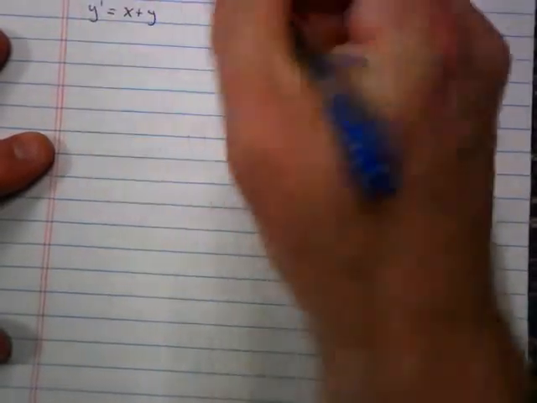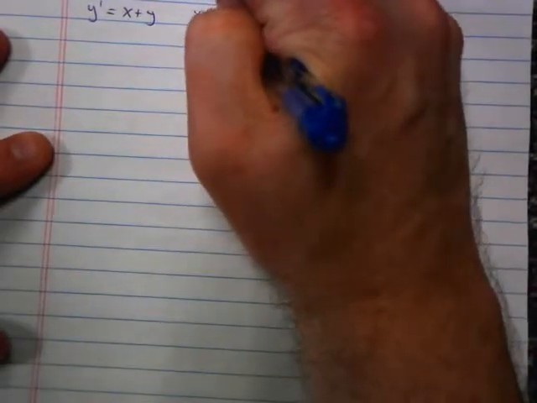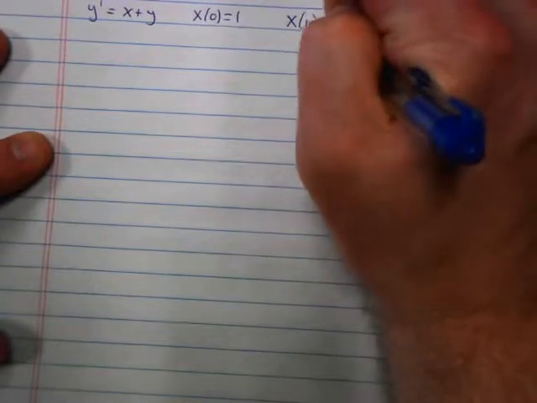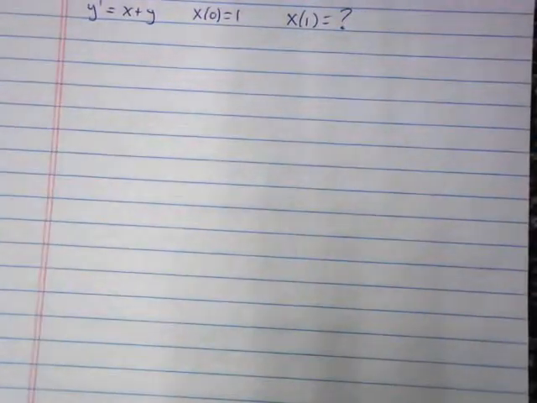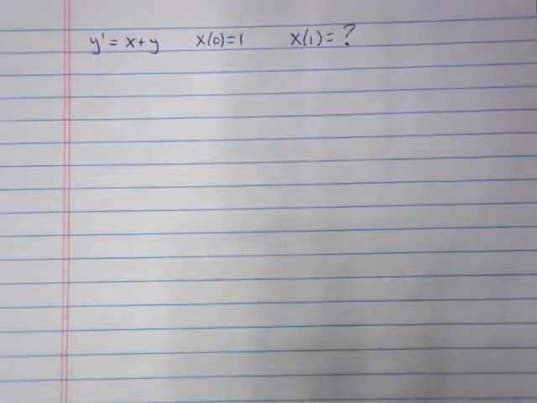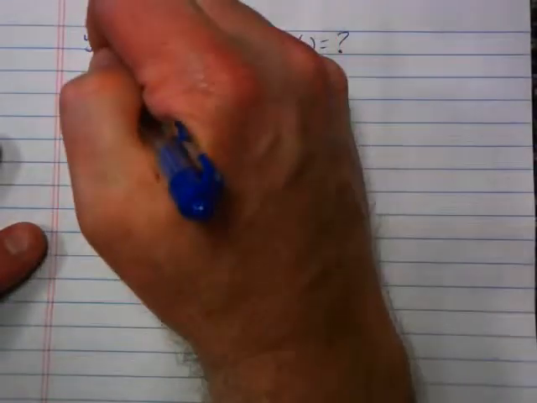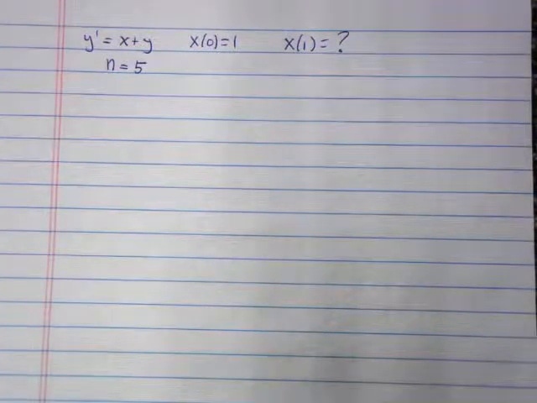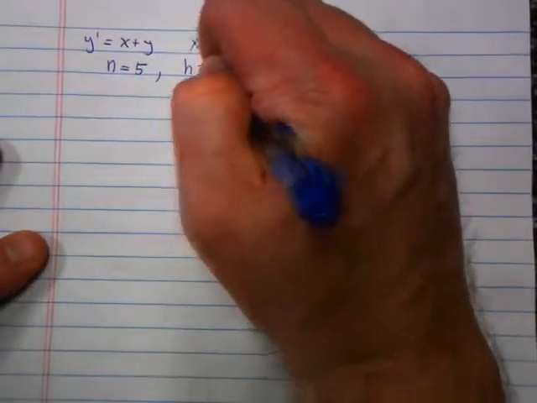Y prime equals x plus y. X at 0 is still 1. And we want to approximate x at 1. And this time we'll go with Jesse's suggestion: we're going to create 5 intervals. If we create 5 intervals, how big is h?